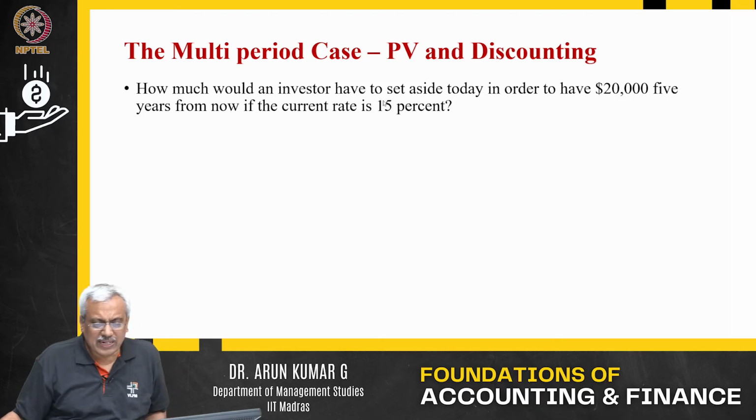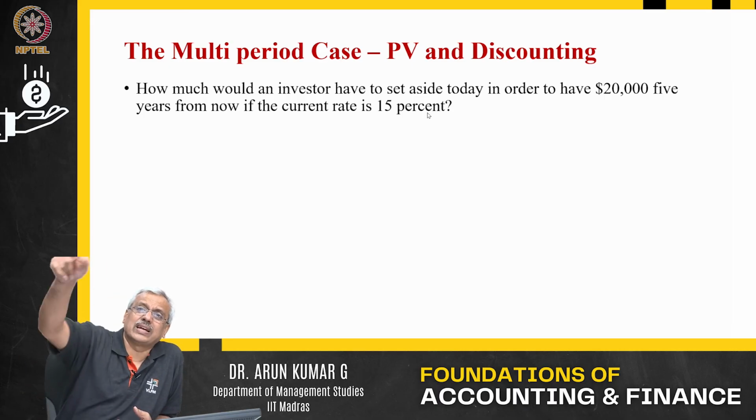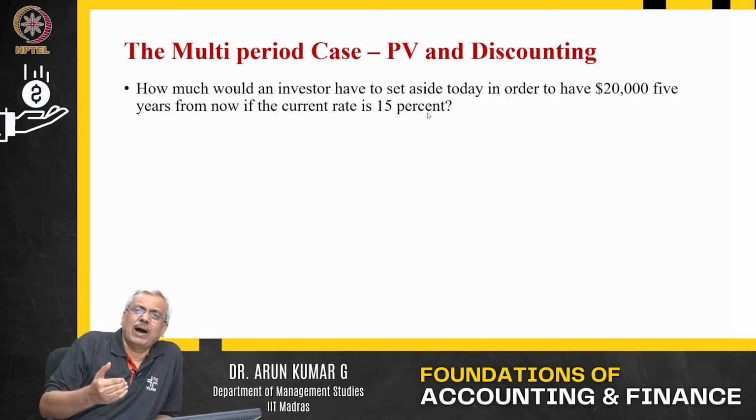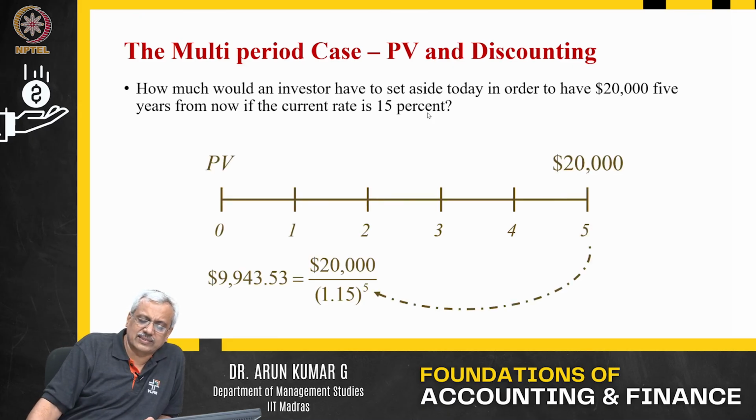PV. How much would an investor set aside today in order to have 20,000 5 years later at the current rate of 15%? How much should he set aside today, if his expected return is 15% and he is going to get 20,000 5 years later? 20,000 divided by 1.15 to the power of 5, because it is 5 years out, that is 5 years of discounting. So if he pays about 9,943.53, he will meet his expected return of 15% to get 20,000.